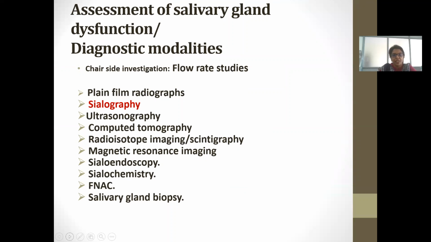So coming to the classification of the assessment of salivary gland dysfunction, the diagnostic modalities are: first is the chairside investigation. We have to assess the flow rate of the saliva, that is stimulated or unstimulated salivary flow. Then plain film radiographs, sialography, ultrasonography, computed tomography, radioisotope imaging or scintigraphy, magnetic resonance imaging, sialendoscopy, sialochemistry, fine needle aspiration cytology, and salivary gland biopsy.